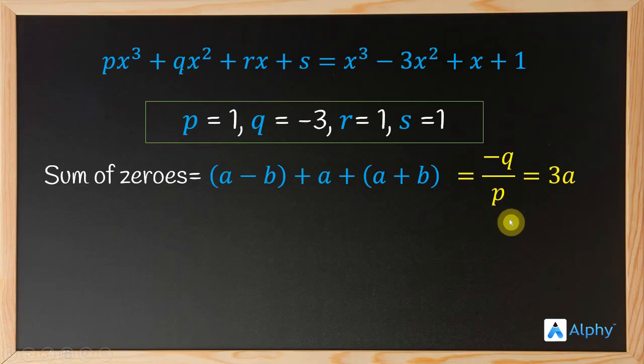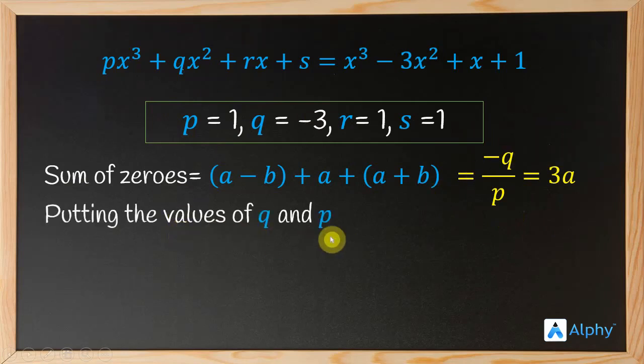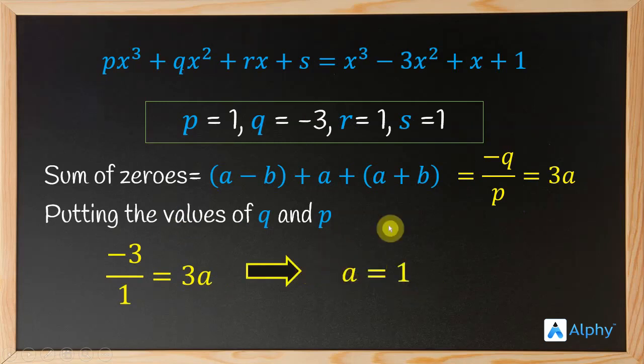And now we're going to put in the values of q and p here to find the value of a. So putting the values of q and p, we get minus 3 by 1 is equal to 3a, and this implies that a is equal to 1. So we have found the value of a from the relationship between the coefficients and the zeros, and in a similar manner we are also going to find the value of b. So let's move on.